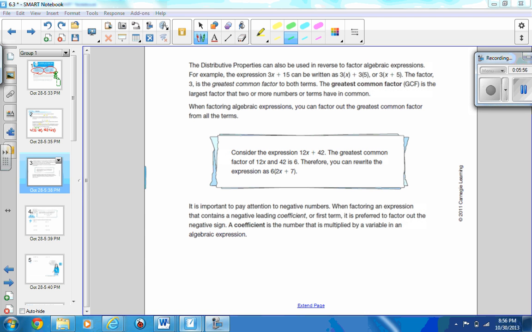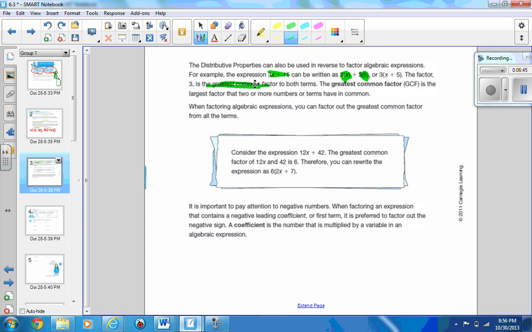The distributive property can also be used in reverse to factor algebraic expressions, which we just talked about. For example, the expression 3x plus 15 can be written as 3 times x plus 3 times 5, or it can be written as 3 times the quantity x plus 5. The factor 3 is the greatest common factor between the terms. The greatest common factor, or the GCF, is the largest factor that two or more numbers or terms have in common. So when factoring algebraic expressions, you can factor out the greatest common factor from all the terms.